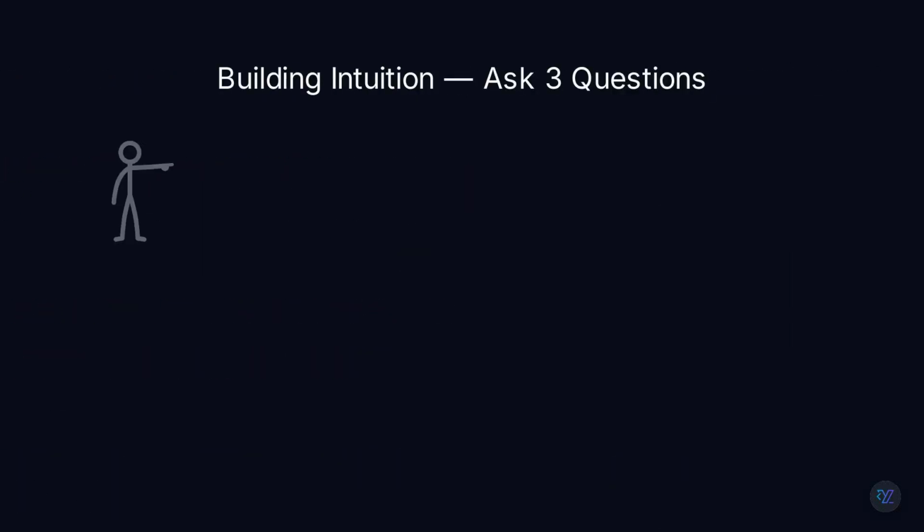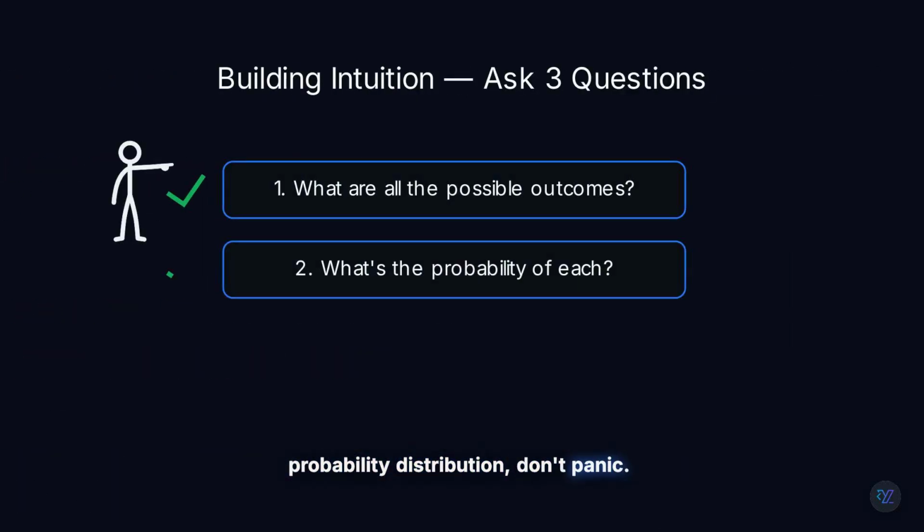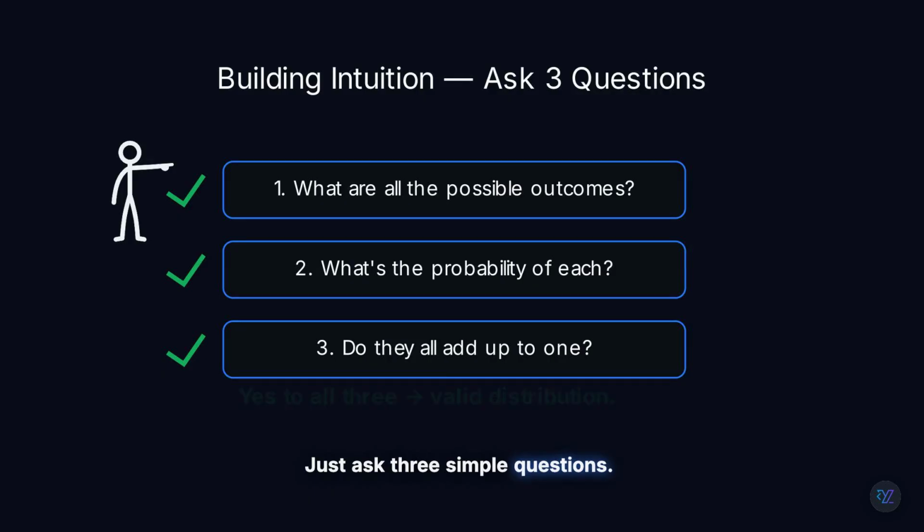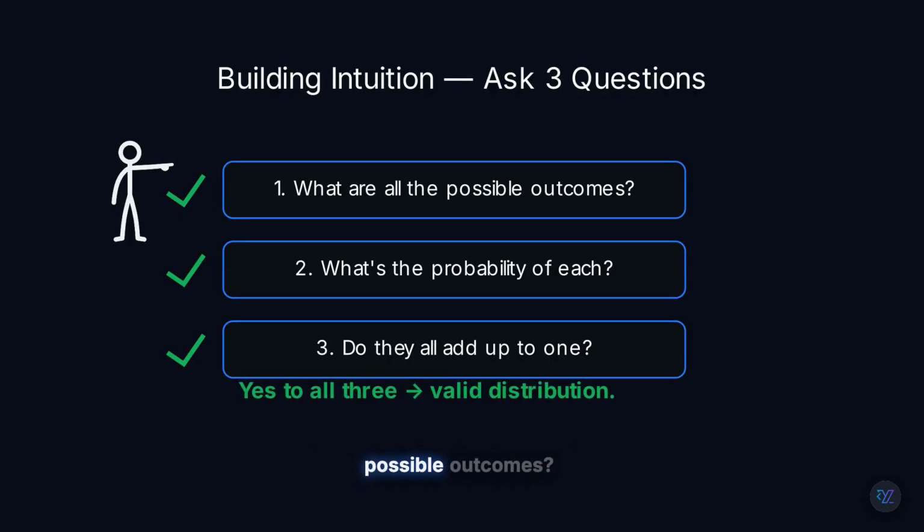So whenever you see a probability distribution, don't panic. Just ask 3 simple questions. First, what are all the possible outcomes? Second, what's the probability of each? Third, do all those probabilities add up to 1? If the answer is yes, you're looking at a valid probability distribution.